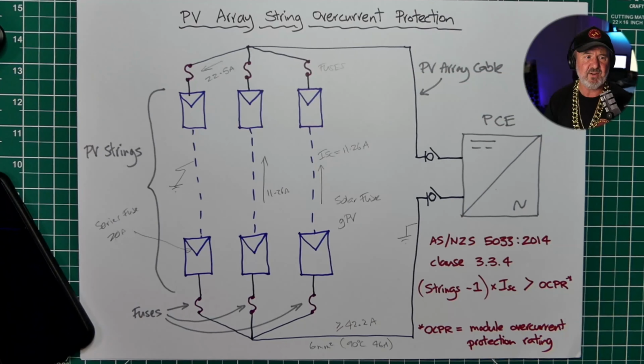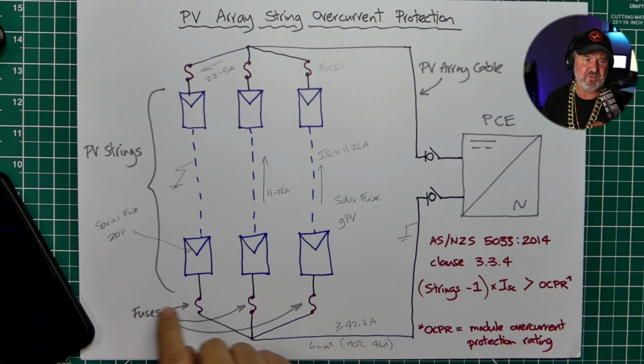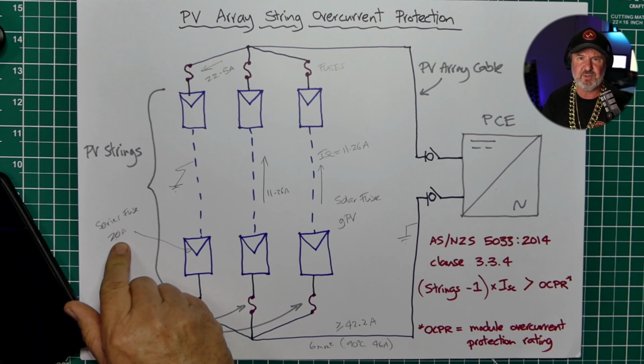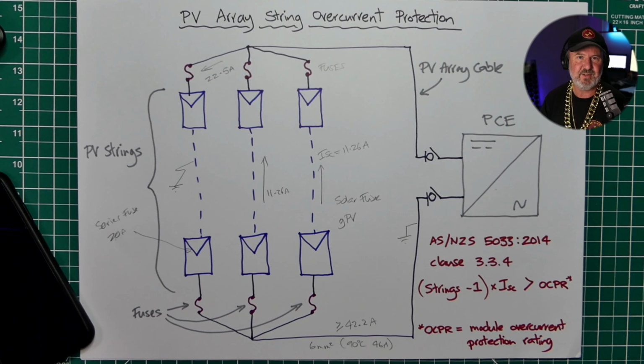Go back to this diagram. If we trigger this requirement for string overcurrent protection, what size fuse do we put here? Now, you don't have to put this fuse. You don't have to put a 20 amp. The formula in 5033 has actually been updated.